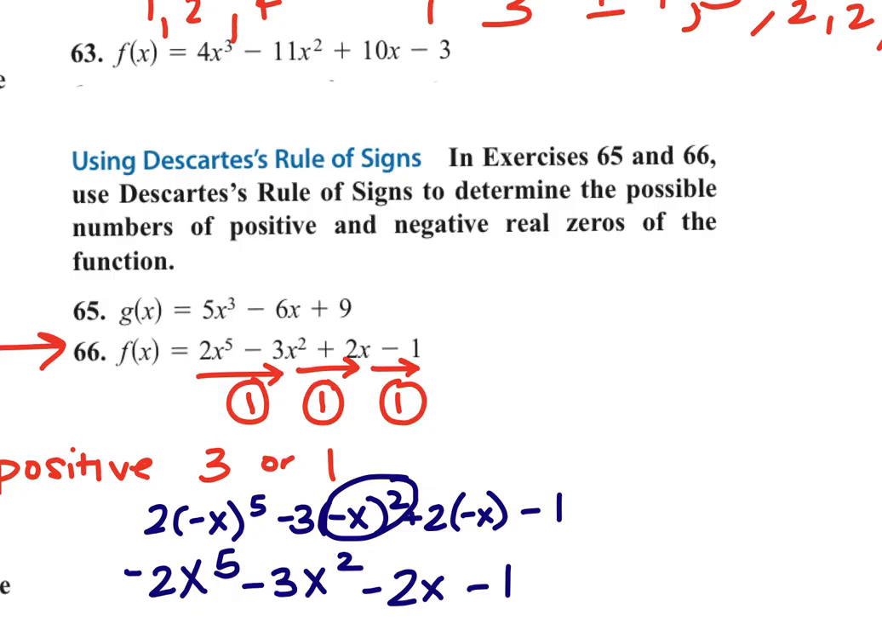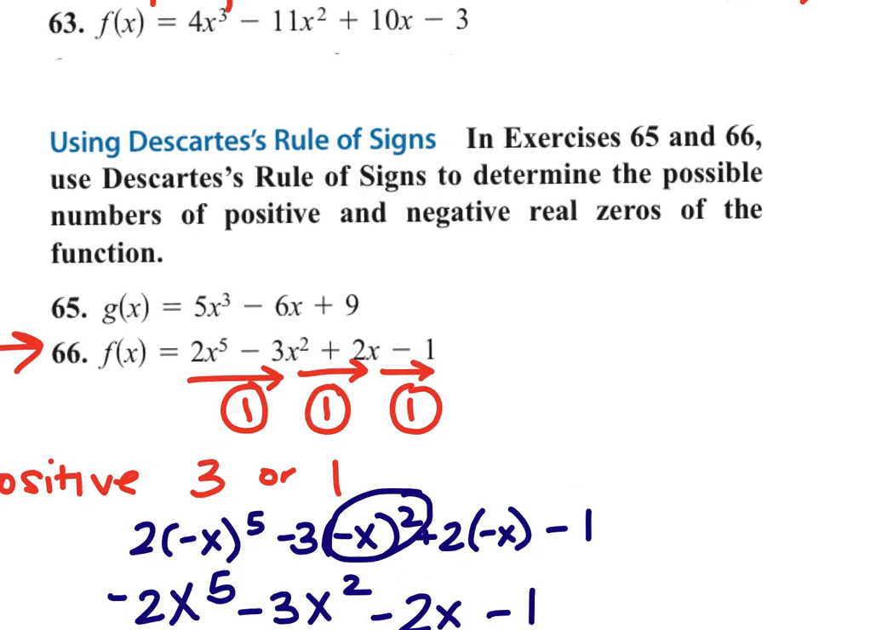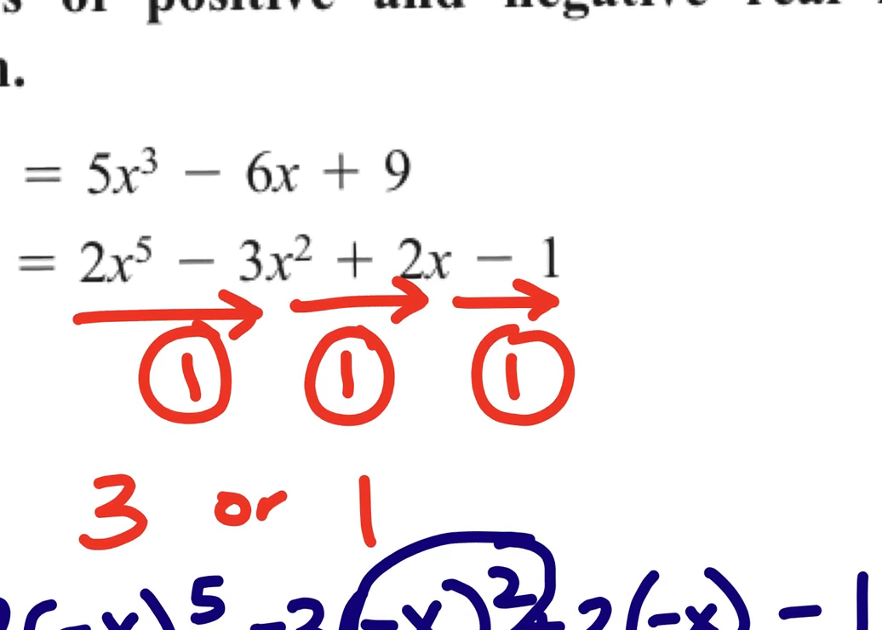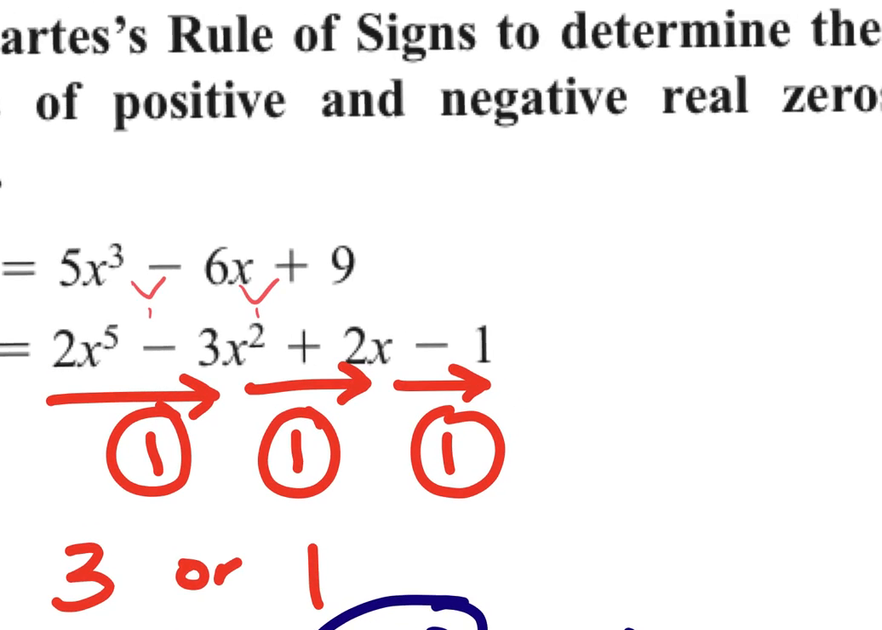All right, so 65 says use Descartes' rule to determine the possible number of positive and negative real zeros. So when you're looking at this, you want to count your sign changes for positive. I go from positive to negative, that's one sign change. Negative to positive, that's a second sign change. So there are 2 or 0 positive real roots. You have to subtract 2 or multiples of 2 to figure out if there are other options.